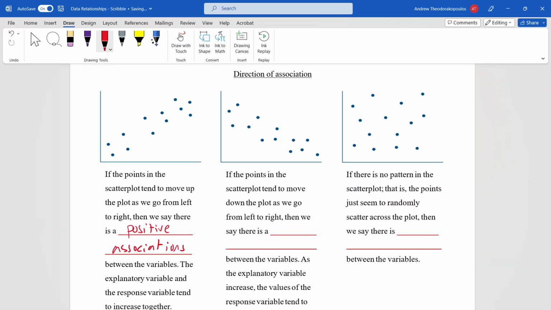Just like in the next one, as you can see, they're both going down. So if the points in the scatterplot go down, as we go from left to right, then we say that there is a negative association. And if there is no clear pattern in the scatterplot, that is, the points just seem to be randomly appearing anywhere, then we say that there is no association.